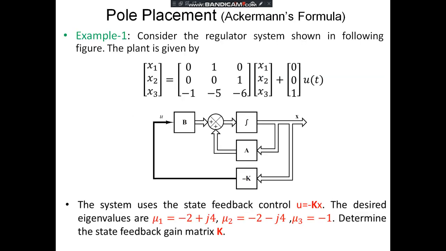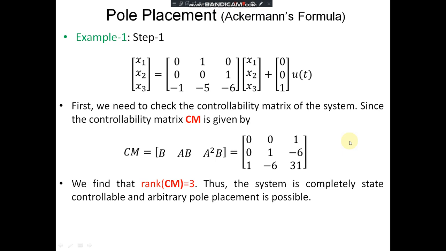Now, we'll consider an example which is given by the state model and the diagram, where it is desired that the eigenvalues are to be placed at mu1 is equal to minus 2 plus j4, mu2 is equal to minus 2 minus j4, and mu3 is equal to minus 1. So, we'll determine the state feedback gain matrix K. In determining K, the first step is to check the controllability of the given system. With the help of this controllability matrix, we obtain the rank of the matrix, which is equal to 3. Therefore, the system is completely state controllable.